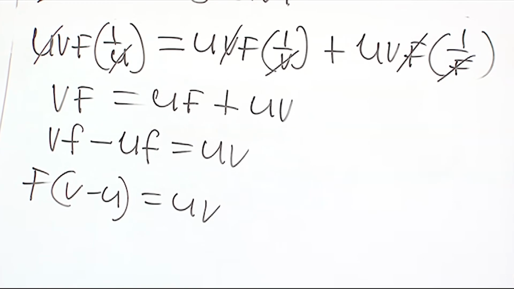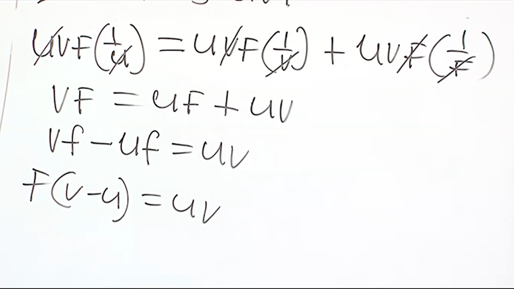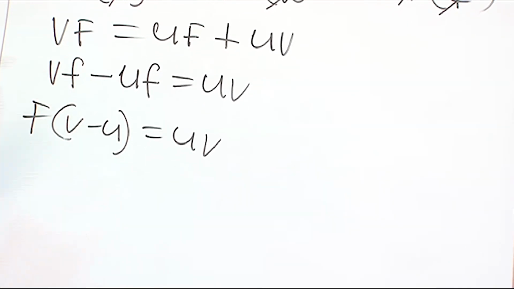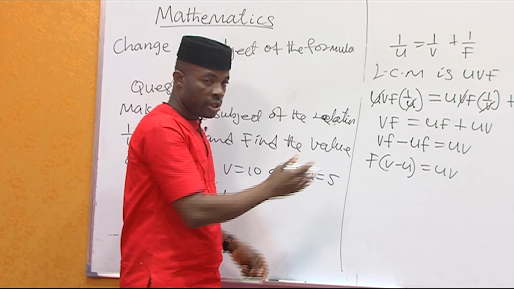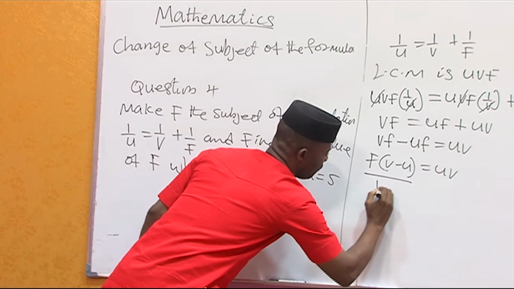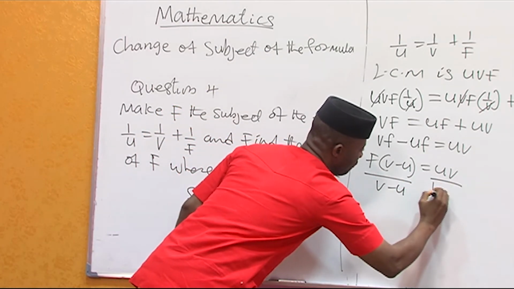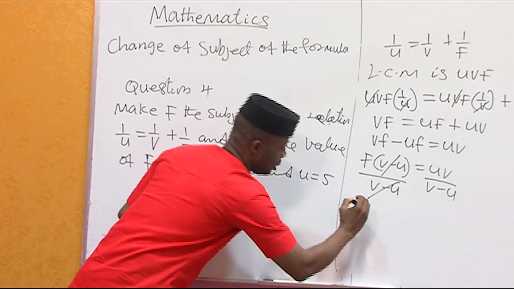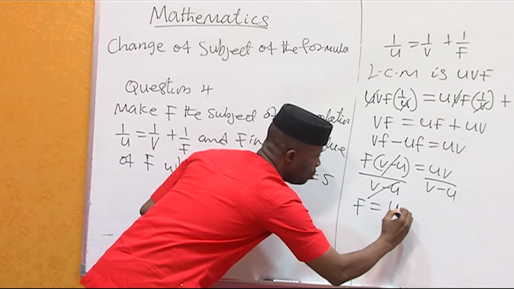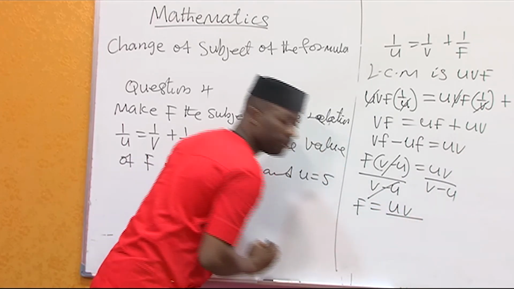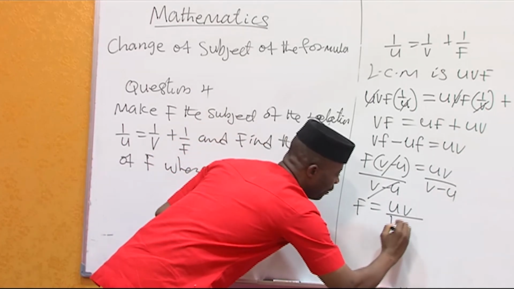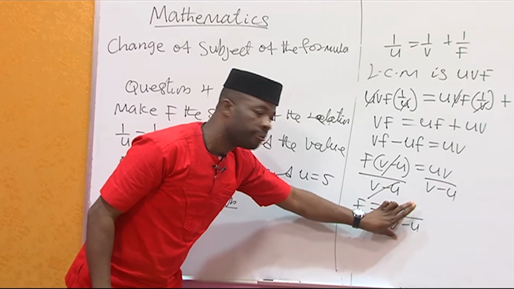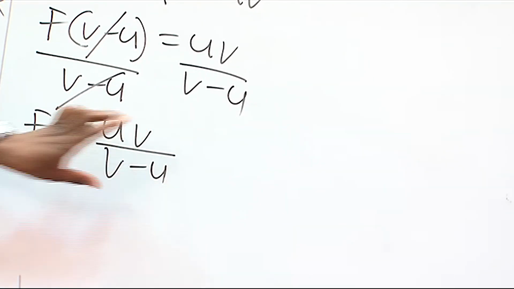So I have to divide both sides by the coefficient of F, which is V minus U. Divide by V minus U, divide by V minus U. This will cancel this. Now F is equals to UV all divided by V minus U. This is F as the subject of the formula.